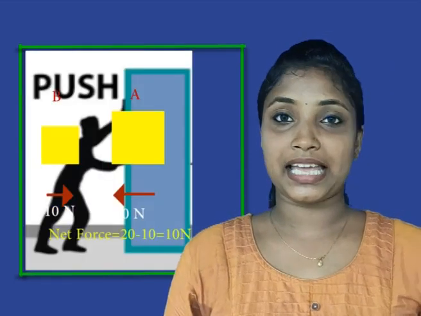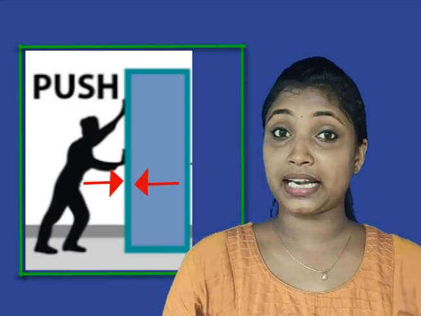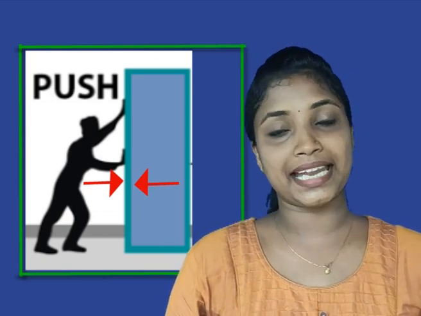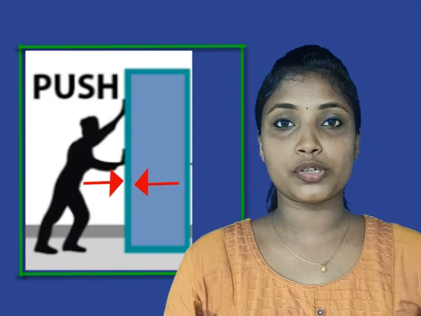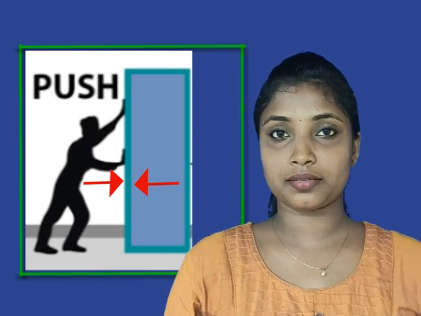Let us discuss another case. While you are pushing on a wall, is the wall moving? No. Why? Because you are applying an action force on the wall, and as a result, the wall is applying a reaction force to you. Since both forces are equal, there is no resultant force. The resultant force is 0 here.